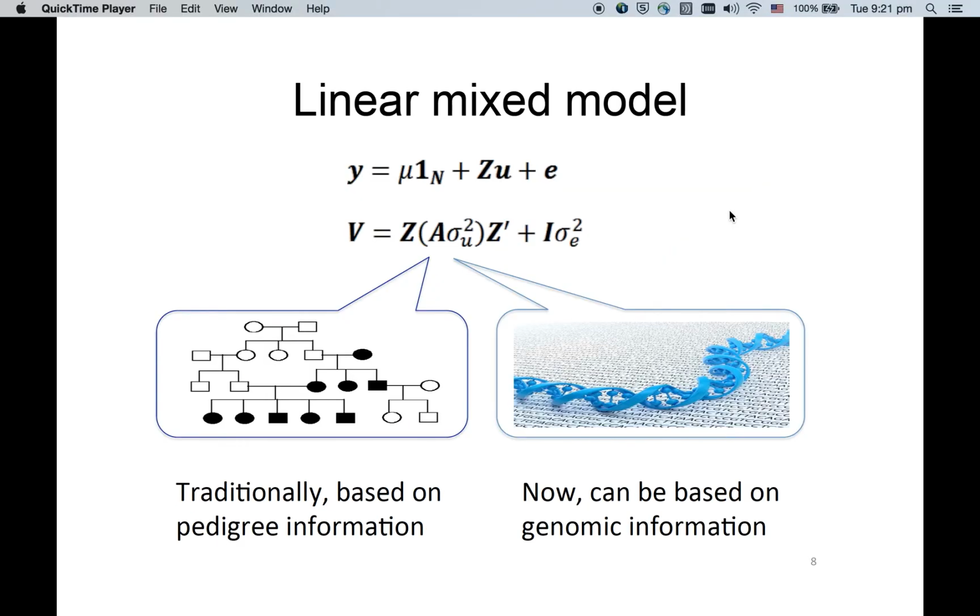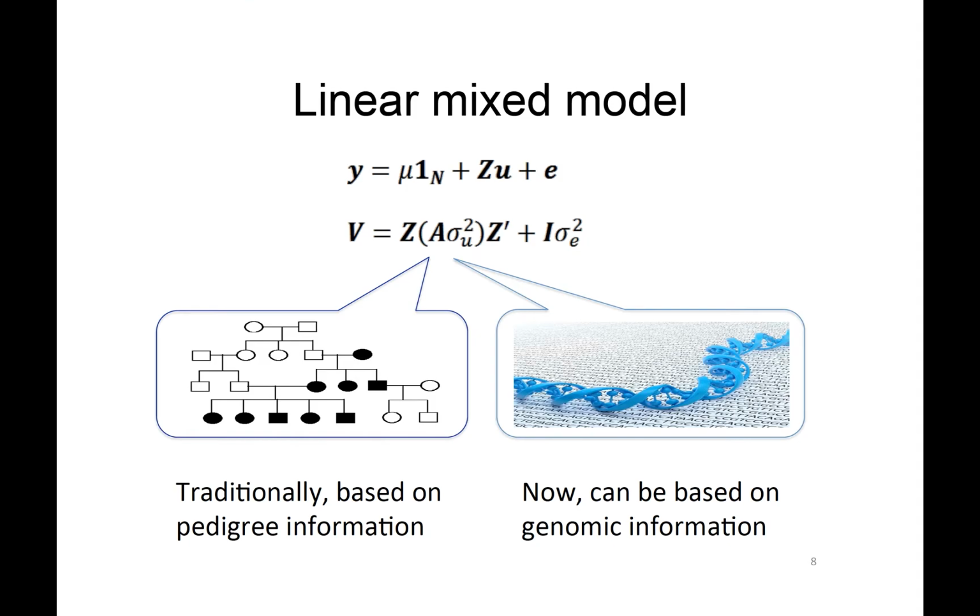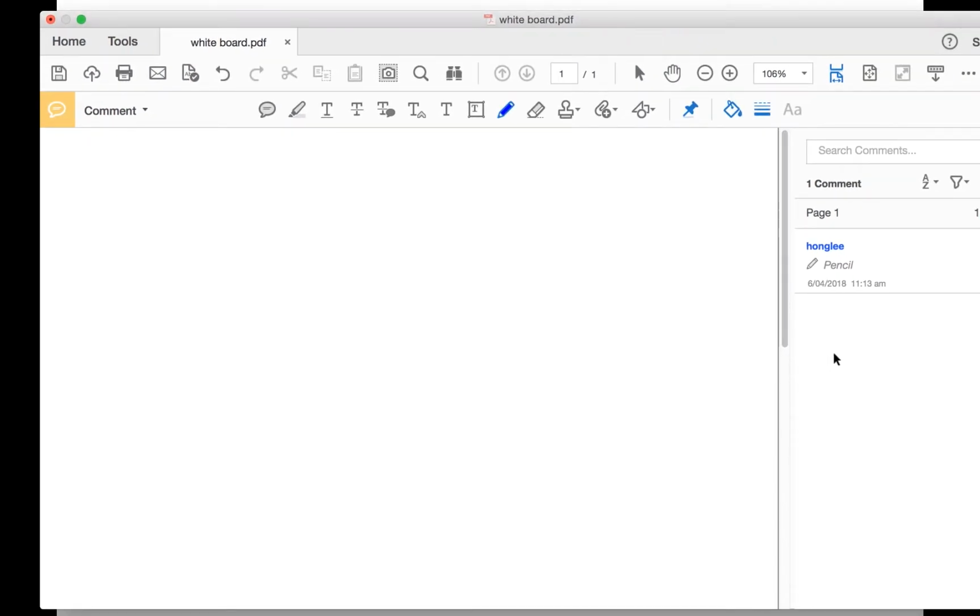Linear mixed model is a function of the genetic covariance structure. So A is the genetic covariance structure, or relationship matrix, that can be based on pedigree or on genomic information. I explained this A in the last lecture, and I will explain it again briefly, using the whiteboard.